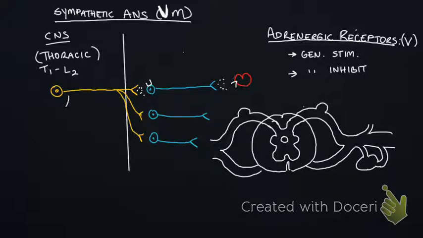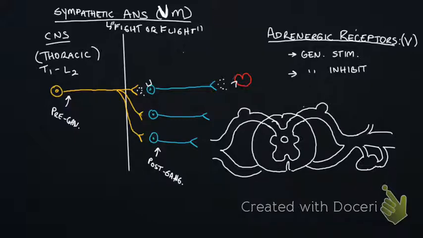The preganglionic neurons are found within the central nervous system, particularly within the thoracic region, T1 through L2. And then as they leave the central nervous system, the postganglionic neuron is found close to the spinal cord, and they are often branched like I've drawn here. So remember, sympathetic is considered the fight or flight branch, whereas parasympathetic is rest and digest.